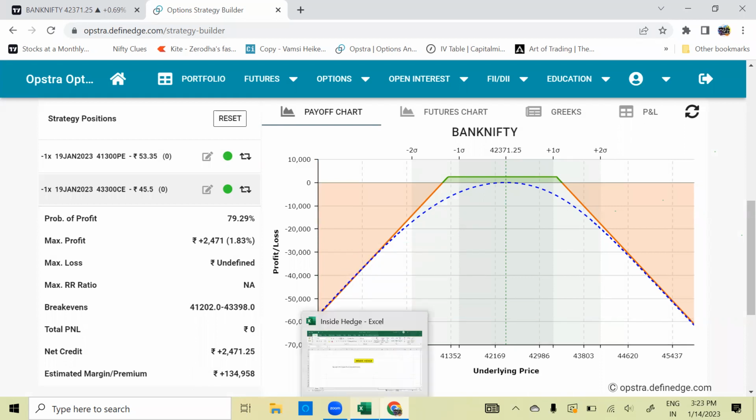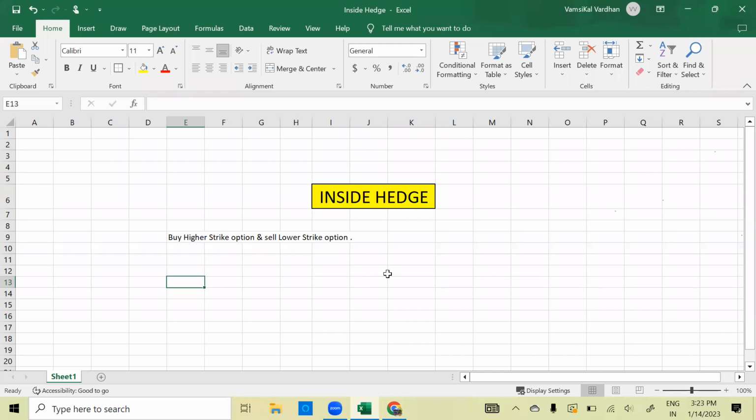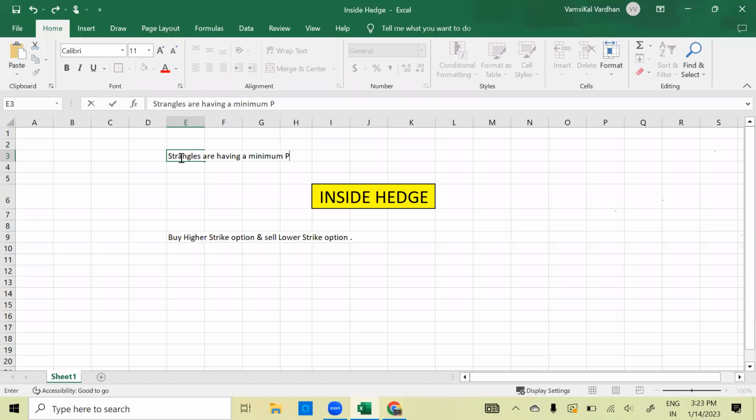So what we will do here, there are two types of doing strangles. Strangles have a minimum probability of profit of 70% plus in all indices. Because if you just sell a strangle blindly, you still have a chance of making gains 70% of the times. The rest 30% you will lose, but you should not lose big in the rest 30% of the time.